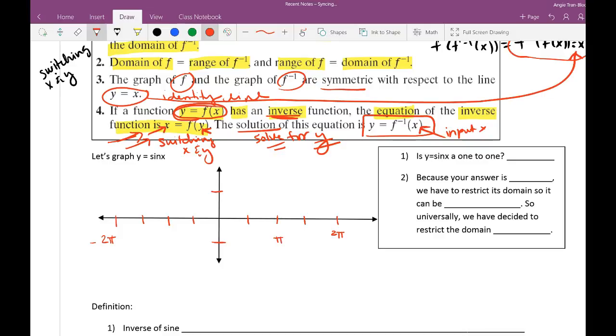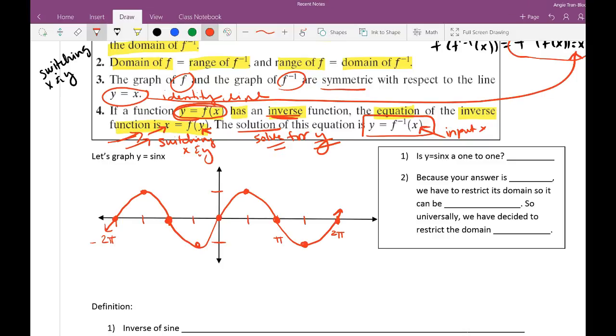So sine at 0 is 0. Sine at pi over 2 is 1. Sine at pi is 0. Sine at 3 pi over 2 is -1, and 2 pi is back to 0. So here's a full cycle on the right. And then we are going to repeat the pattern. We are now completing a left cycle. Okay, so what I have here is 2 full cycles.